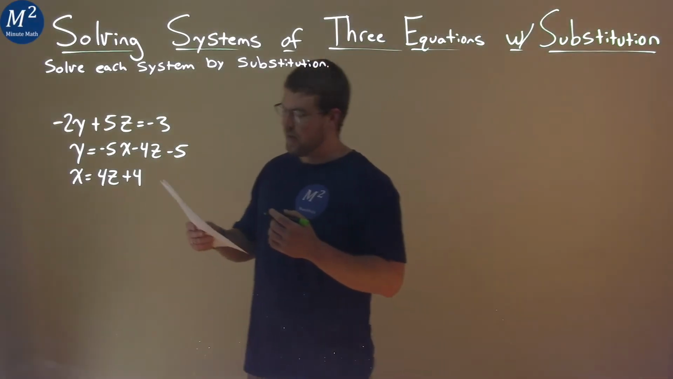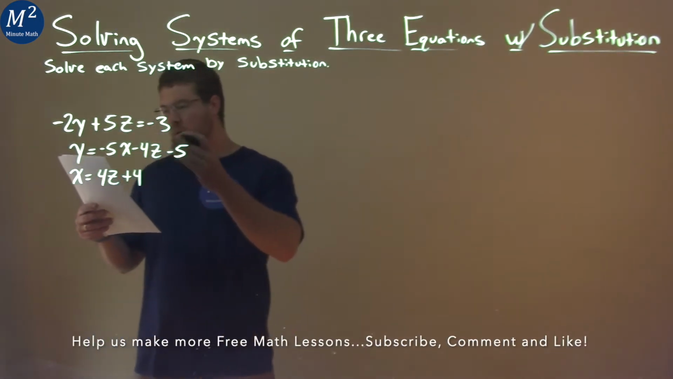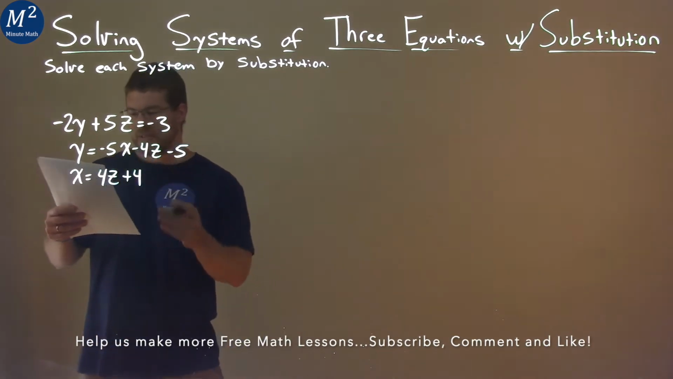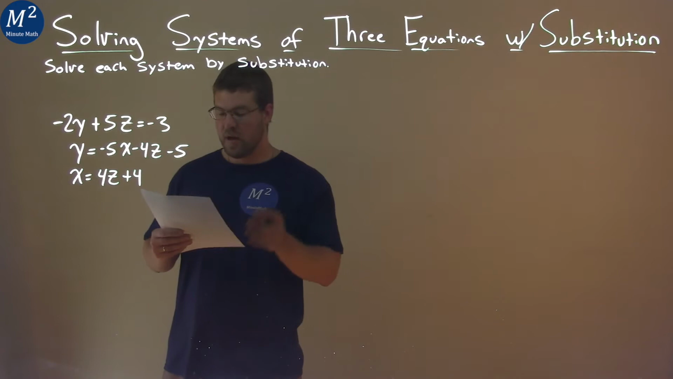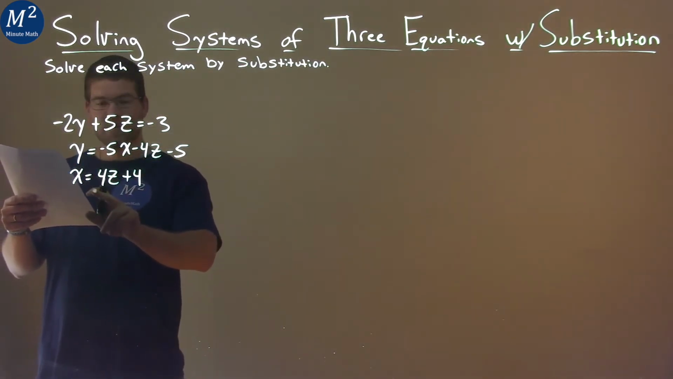We're given this problem right here. Negative 2y plus 5z equals negative 3. Y equals negative 5x minus 4z minus 5. X equals 4z plus 4. And we want to solve the system by substitution. First thing I'm looking at here is my second and last equation here.